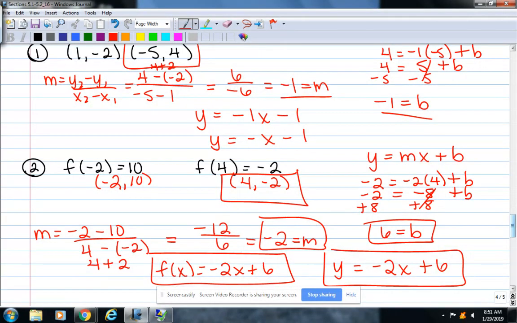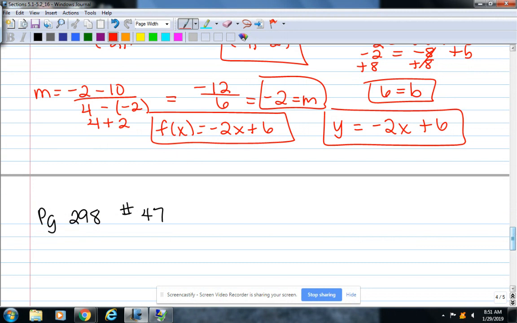I think there's one more thing I want to look at. Page 298, number 47. There's a reason I marked that. So let me look and see what it is. Number 47. Okay, yeah, turn to that.